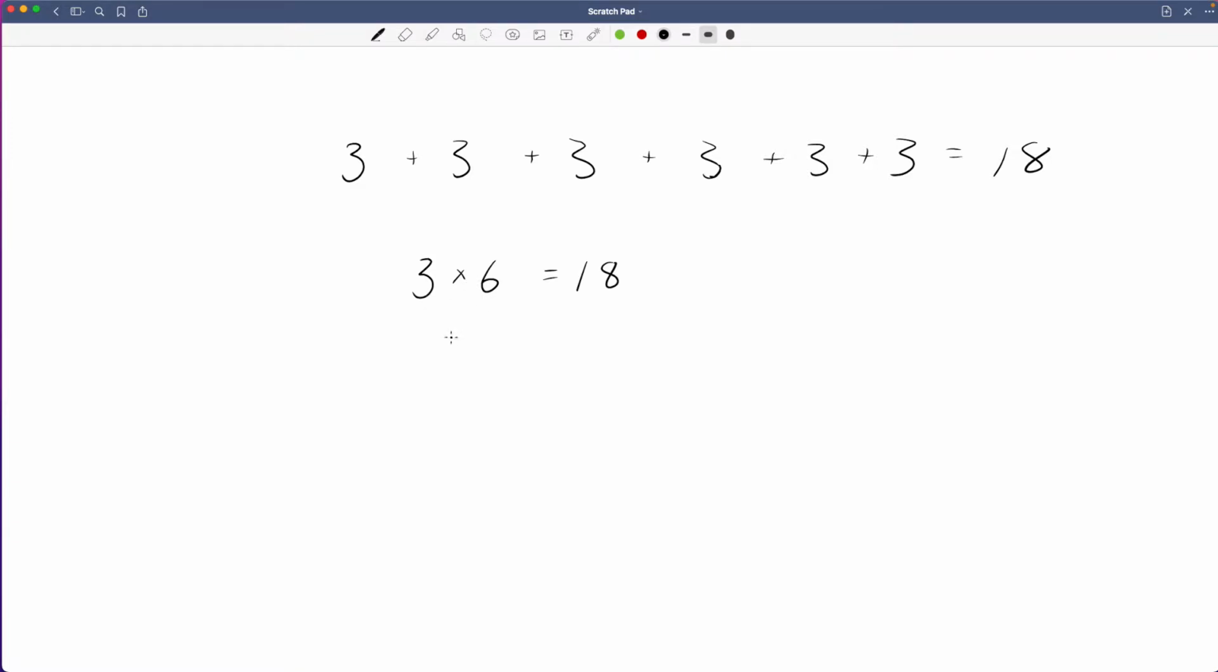I also know that I could say 6 plus 6 plus 6 is equal to 18 because I can also say 6 times 3 is 18. I can add 6 3 times and get the same number. That information makes me aware of the fact that it doesn't matter what order we write these two numbers in when we multiply them, the answer will always be the same.